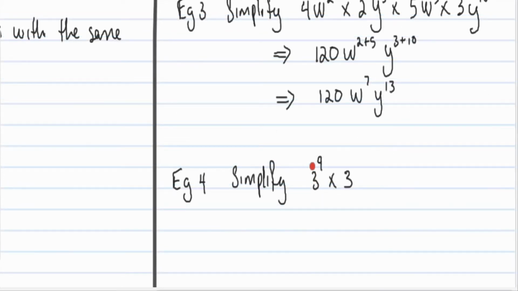In example 4, I have 3 to the power of 9 multiplied by 3. So this 3 here will be 3 to the power of 1. So what we'll have is 3 to the power of 9 plus 1, and that will be equal to 3 to the power of 10. Now if the instruction is just to simplify, we can leave our answer like this. If the instruction was to solve, then we go to our calculator and get the value for 3 to the power of 10 and write that.